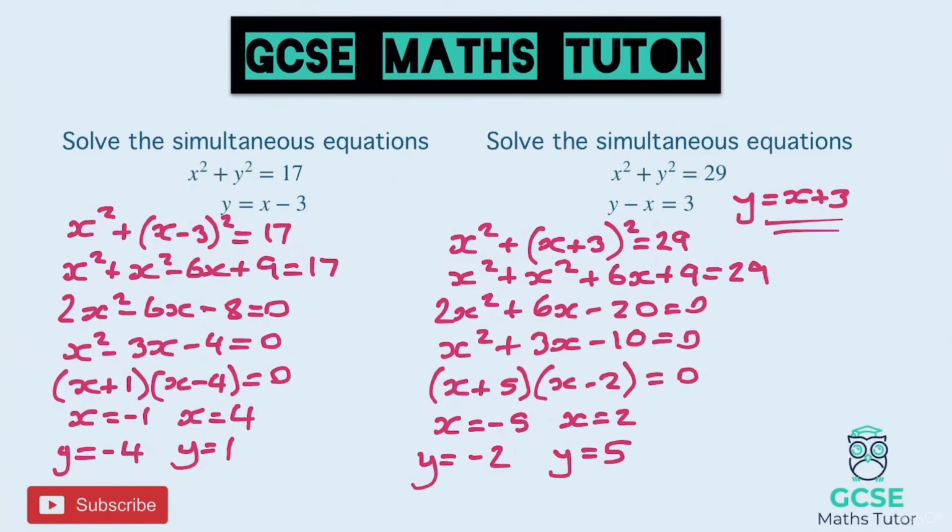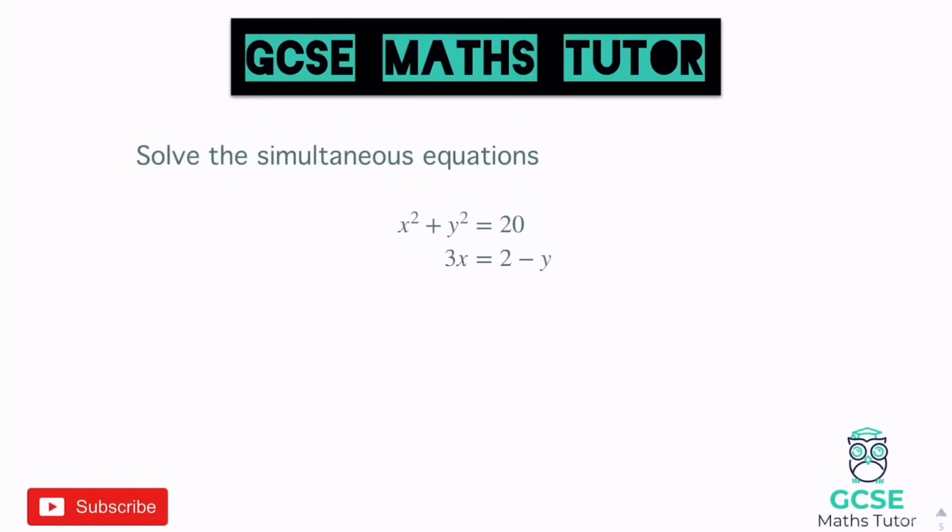Let's have a look at something slightly more difficult. Right, okay, so solve these simultaneous equations. Now, a little bit trickier here because we just have a 3x rather than an x there. Obviously, I have two ways of rearranging this. We can make it x equals or we can make it y equals. Now, you should hopefully see which one I'm going to use and why. But if we make it y equals, let's have a look.